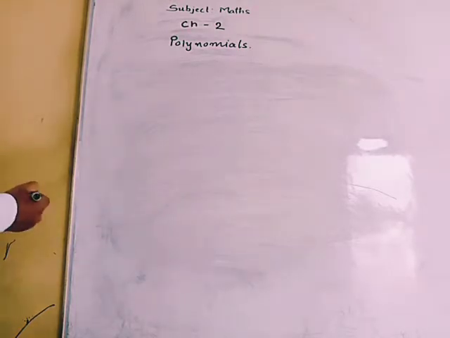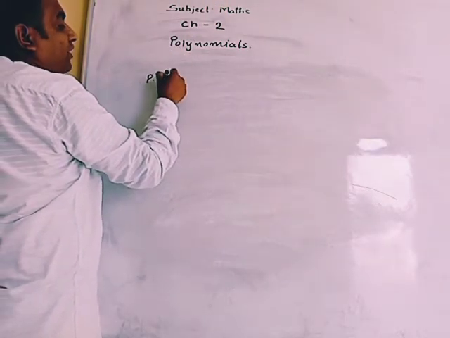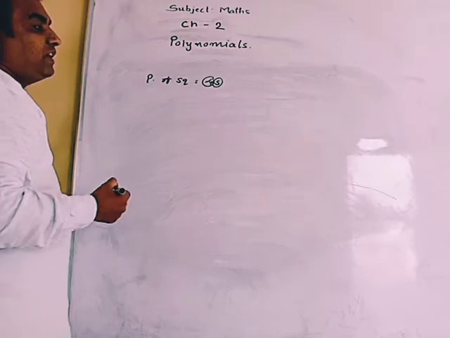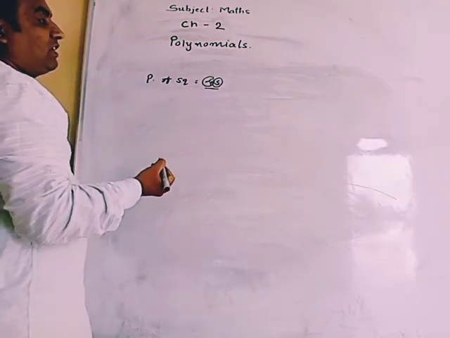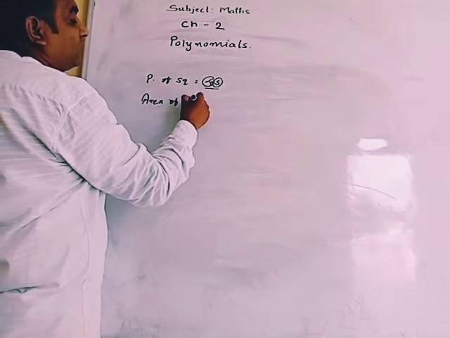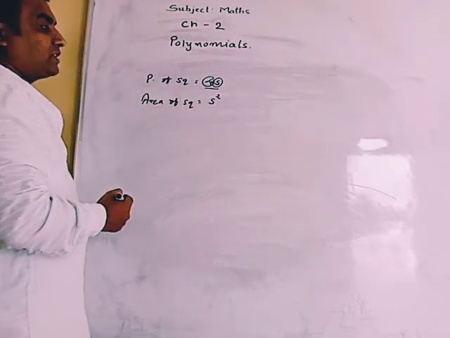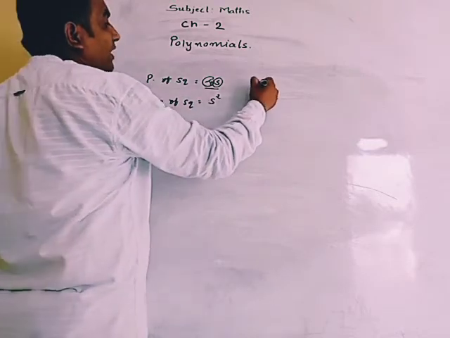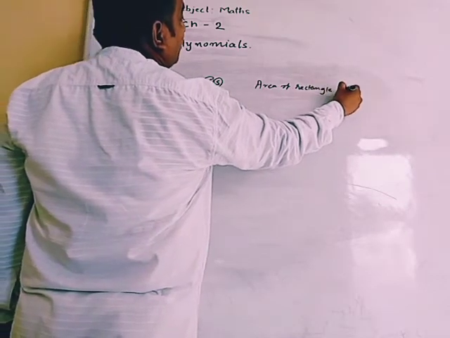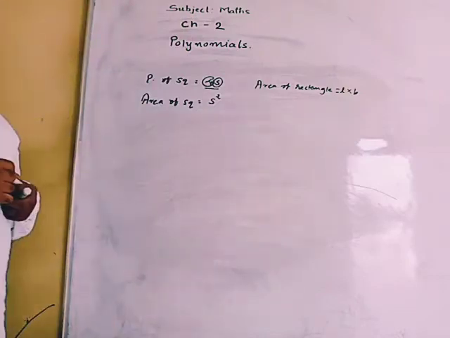So now we have also used some algebraic expressions as formulas, like perimeter of square. We were writing 4 into side. So 4 is the constant and side is the variable. So for s, it is one type of algebraic expression. Then area of square we were writing side into side, which means s square. So it is also one type of algebraic expression. Then area of rectangle, L into B. So L and B, two variables, are here. So like this, many algebraic expressions we have used.